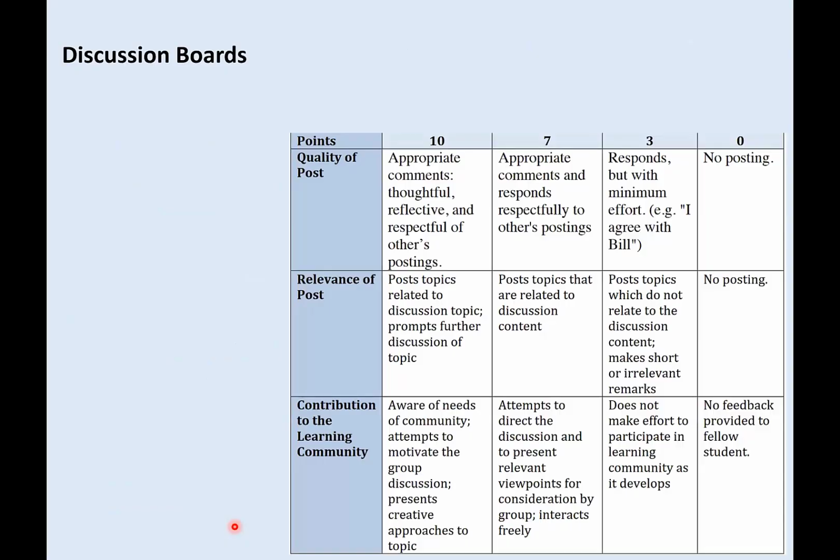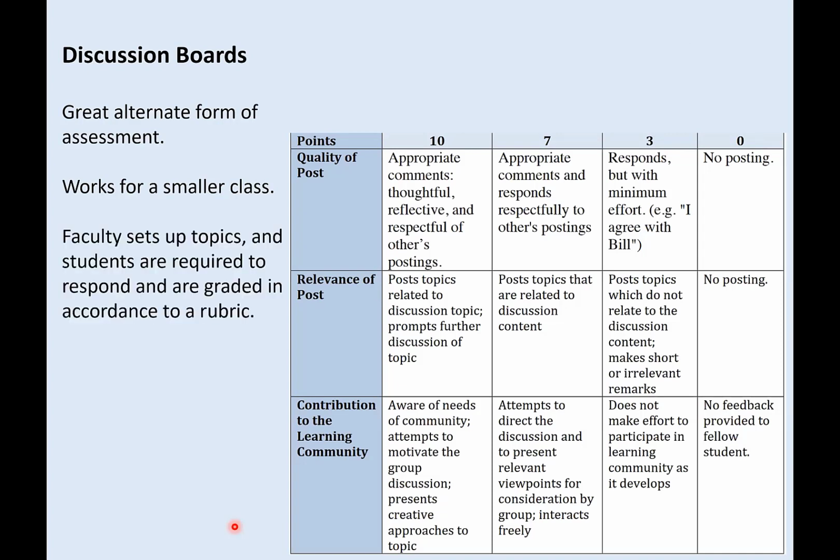Okay, another alternate form of assessment is discussion boards. And there's a discussion board on our current Bolt, and a lot of people have been putting up little technical tips on there, kind of information. And discussion boards are a great alternative form of assessment. It works really well for smaller classes. For 180 students in genetics, it's going to be real difficult. Faculty set up topics, students are required to respond, and you can grade in accordance to a rubric.